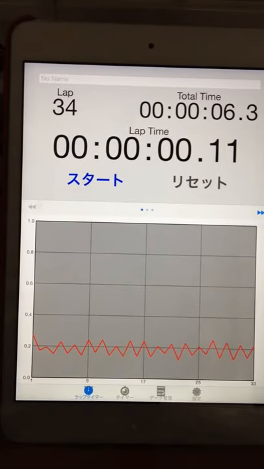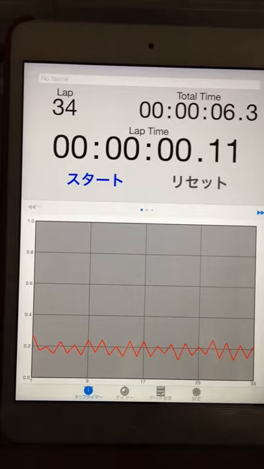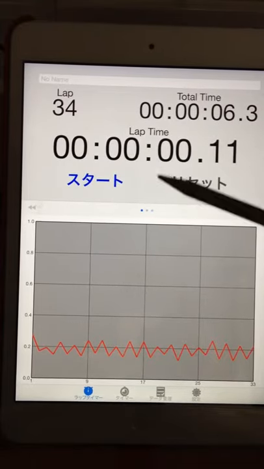One, two, three, four, two, 6.3 seconds. Divided by 3-4 laps, multiply 2 equals 37.37 seconds for 1 beat.